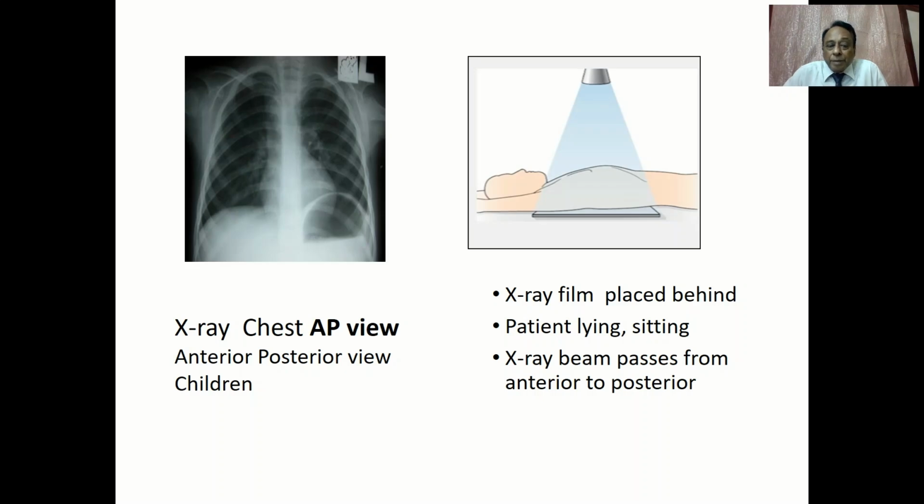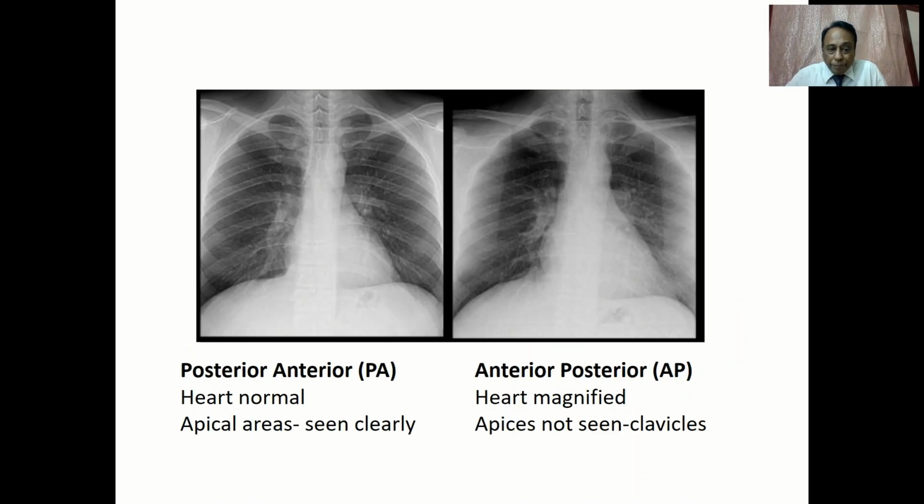What we take in children is the AP view, that is, the anterior-posterior view. Actually, children are not able to cooperate in a standing position. They usually lie down. So here the X-ray film is placed behind the child, either in the lying or sitting posture, and the X-ray beam passes from anterior to posterior. Because of this, it has some disadvantages.